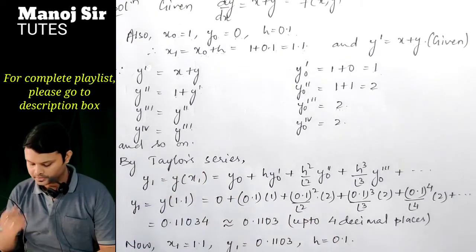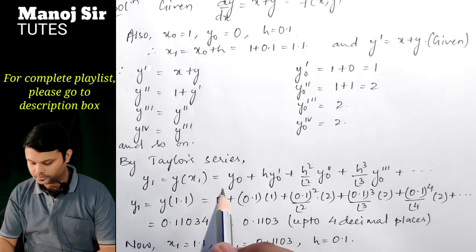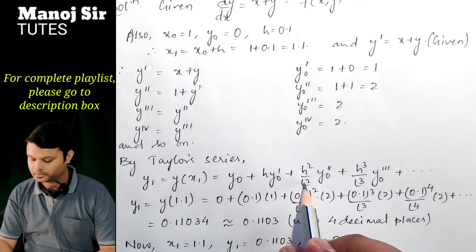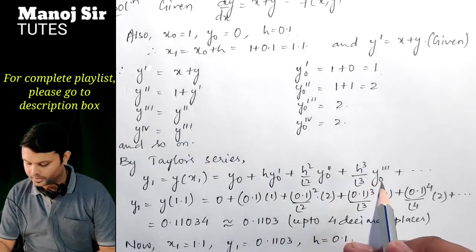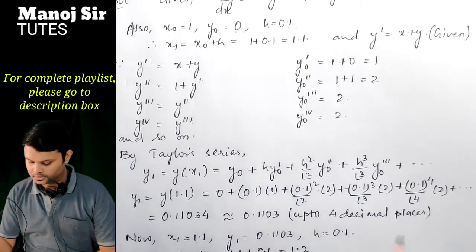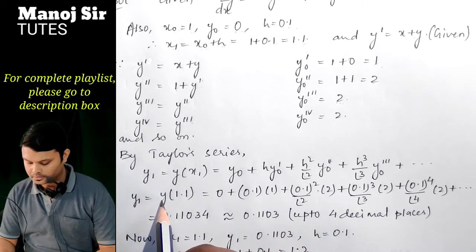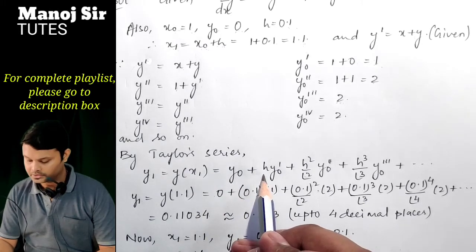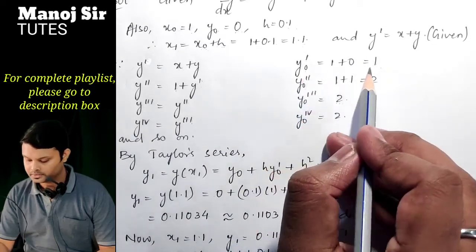So by Taylor series we know that y at x1, that is y1, equals y naught plus h into y naught dash plus h square upon factorial 2, y naught double dash plus h cube upon factorial 3, y naught triple dash plus dot dot dot. Okay, simply put x1 value as 1.1. So y1, that is y of 1.1, is equal to the initial value of y naught, that is 0, plus the value of h, that is 0.1, and the value of y naught dash, that is 1.